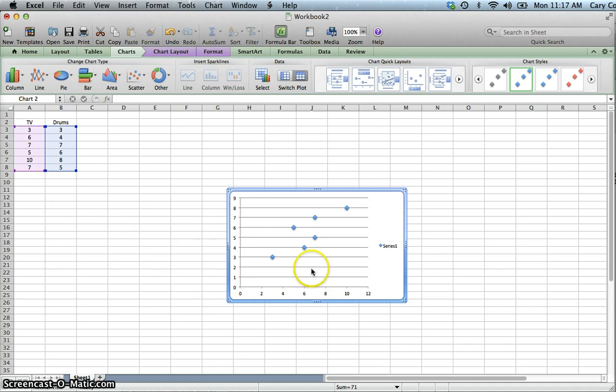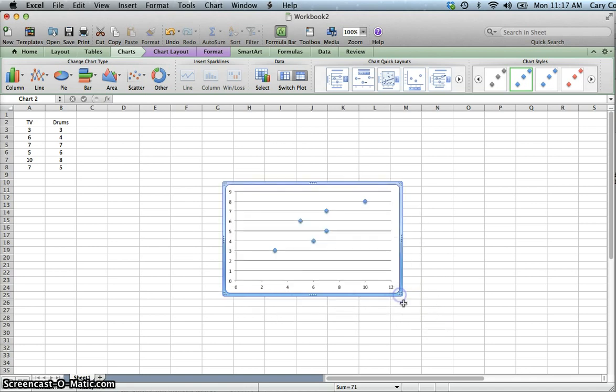One of the hints here is there's a 10 in the number of TV appearances, but there's not a 10 in the number of drum sales. So we know that it's doing it correctly, that it's plotting the X's on the X-axis and the Y's on the Y-axis. For 10, there were 8 drum sales. So just double check to see that your chart is being done correctly. There's only one series. I always delete these off my graph just to give me a little bit more room.